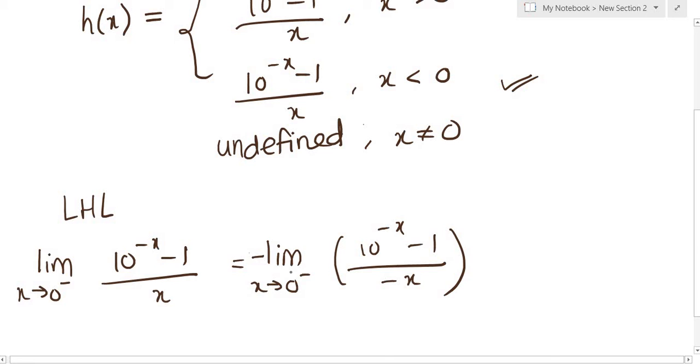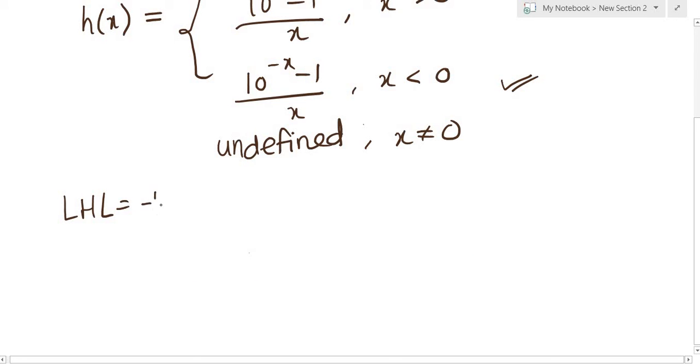Now this negative and that negative will cancel out, so the expression is the same. And now this thing just tends to the natural log of 10. I hope you remember the properties. This negative and this will tend to the natural log of 10. So it's a negative natural log of 10 on the LHL side. So we got the LHL as the negative natural log of 10.